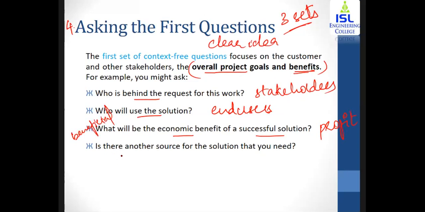Then the third one is, is there another source for the solution that you need? That is, the software that is being developed, is there another source? You've identified the different stakeholders, and this person has identified the software that needs to be developed. Whether there is another person that wants a similar type of software, that is, whether they are developing some similar type of software, is going to be identified for the solution.